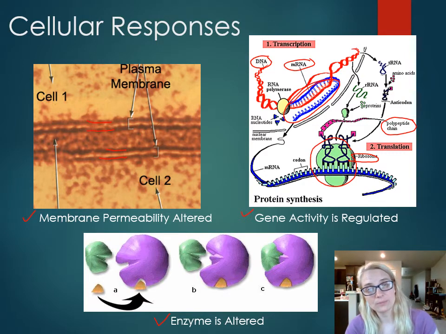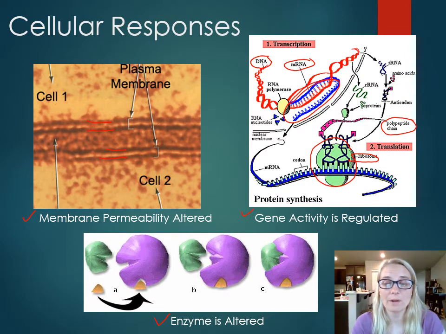That's how the cell can respond, by pumping out whatever protein product the gene encodes. It could be an enzyme, a structural protein, an ion channel, or a proton pump. There's a ton of things I could keep listing. So these are the three major categories of cellular responses: changing membrane permeability, regulating gene activity, and regulating enzyme activity.